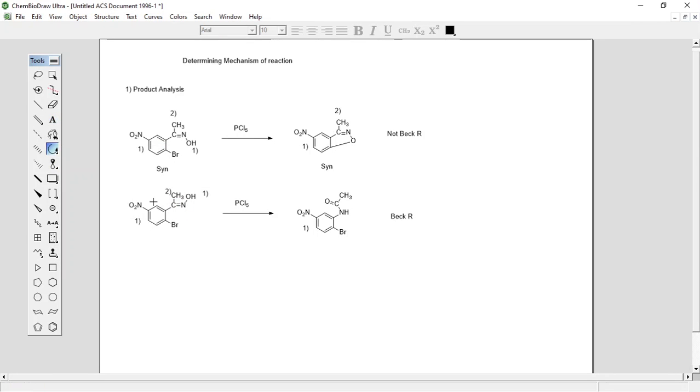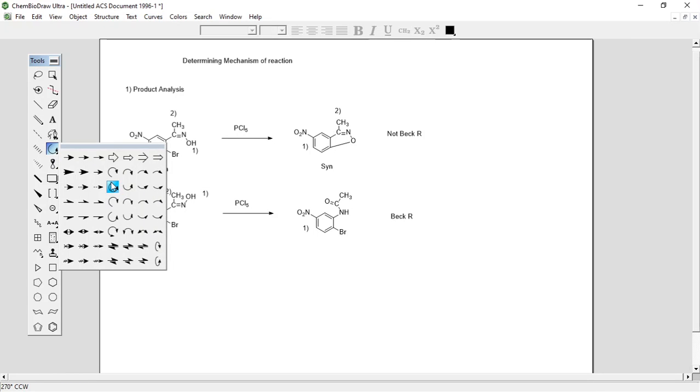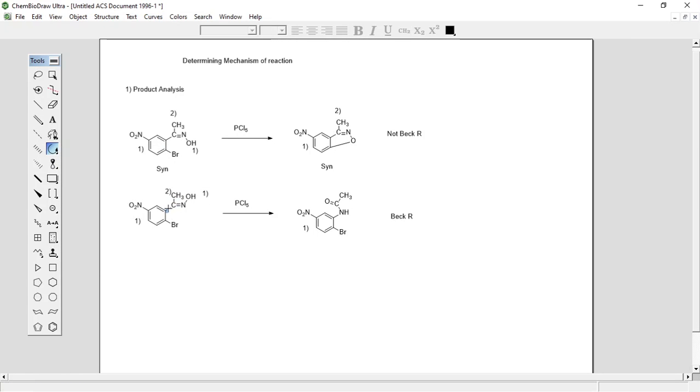So let me show you. This whole phenyl group migrates from carbon to nitrogen, and this involves transmigration of the substituted phenyl group. Any doubt regarding this? Hello?